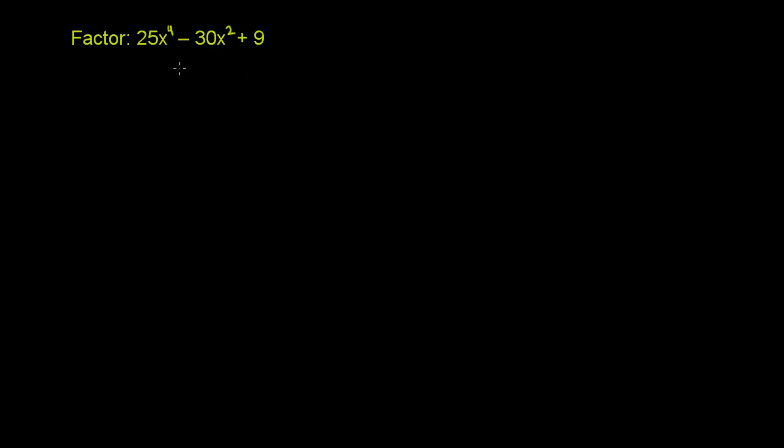The thing that pops out at me, at least, is that 25 is a perfect square. x to the fourth is a perfect square. So 25x to the fourth is a perfect square. And 9 is also a perfect square. So maybe this is the square of some binomial.